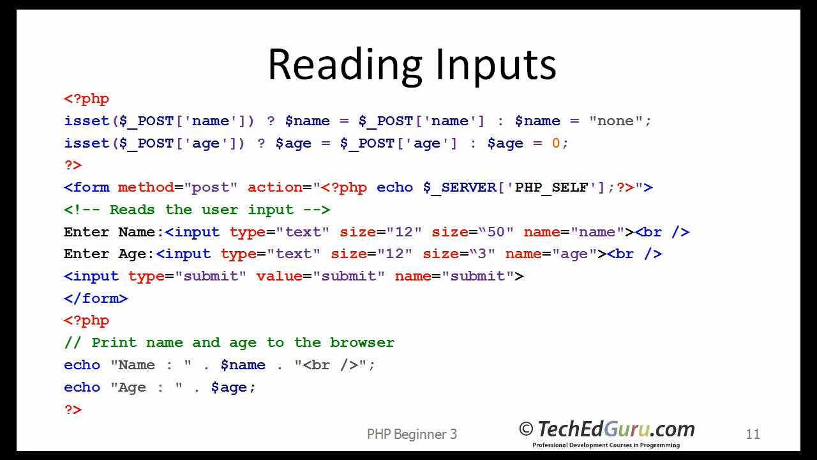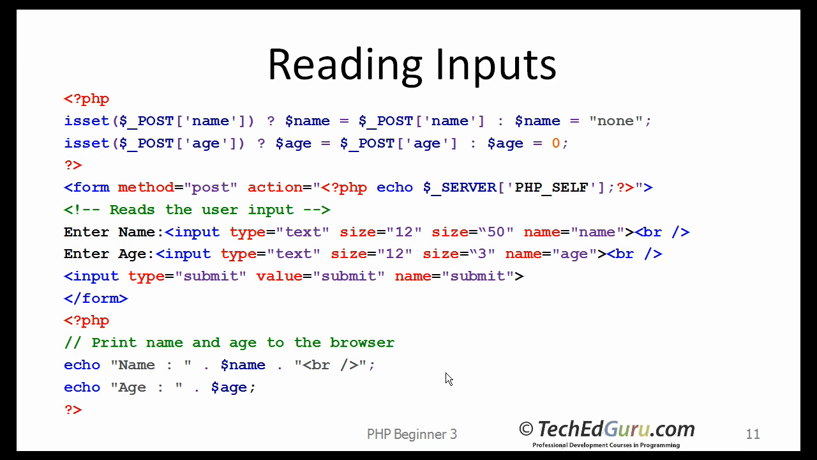Then reading inputs. This looks a little busy. Most of this one is actually an HTML form, and I want to make a little more interesting program where I can get some inputs from the user, and that can typically be done by creating what is called an HTML form. I won't get into those details, but in this case, once we get the values from the user, and when the user clicks on the submit button, we go through this PHP script where we are going to pick up the name and the age, and we will echo that back to the user.